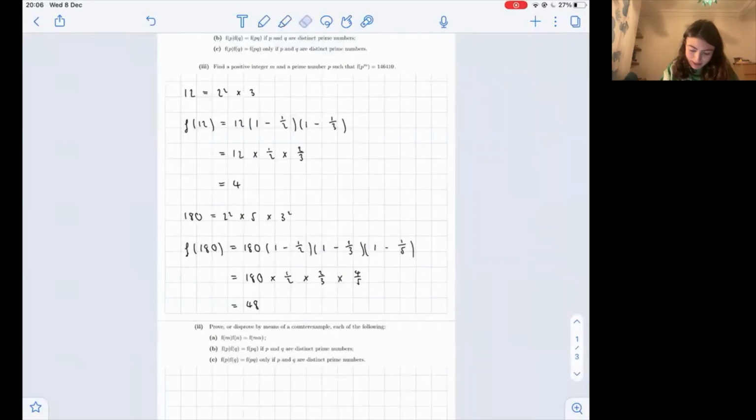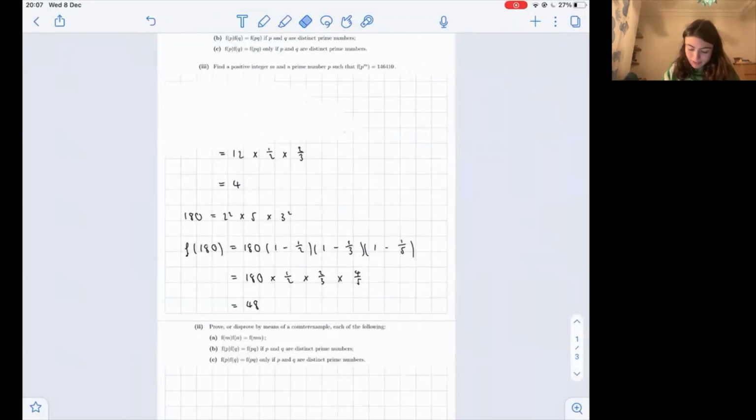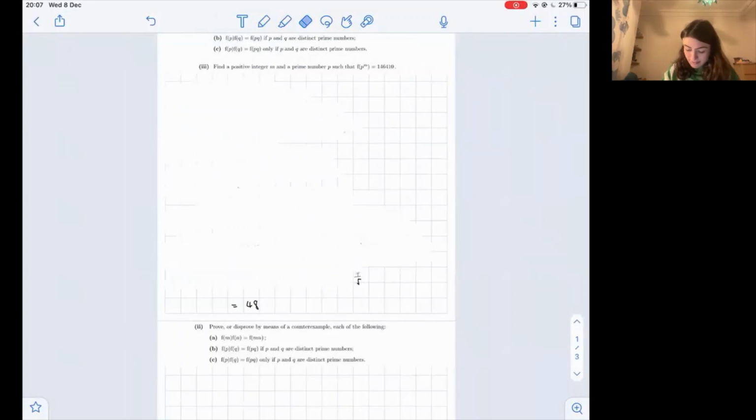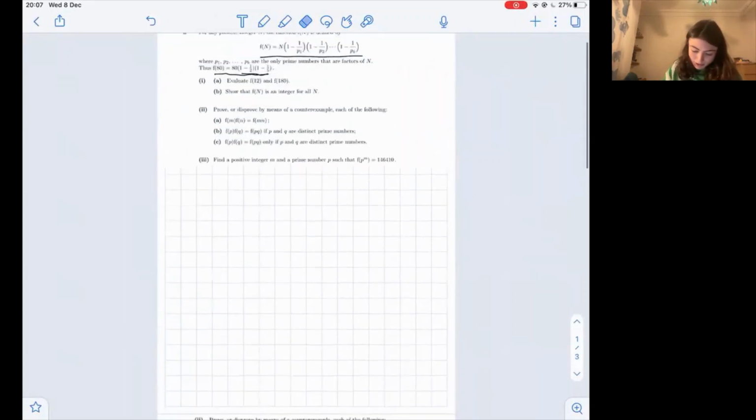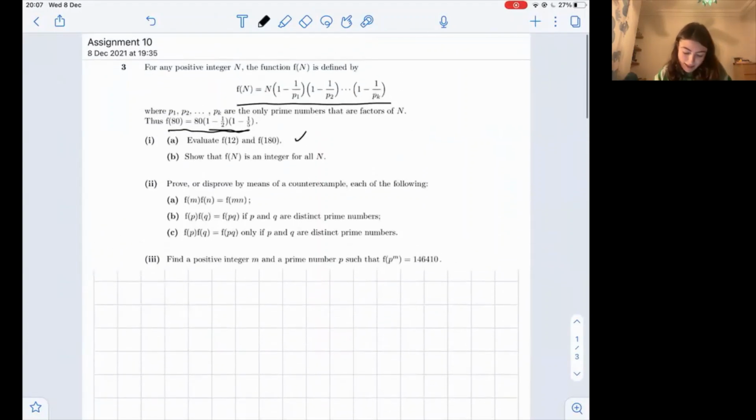Very basic, really. Just getting used to the function so that we can, in a minute, prove some more complicated things about it. So we've done part A. Give ourselves a tick. Now let's have a go at part B. It says show that F(n) is an integer for all n, and for all n means all positive integers n.